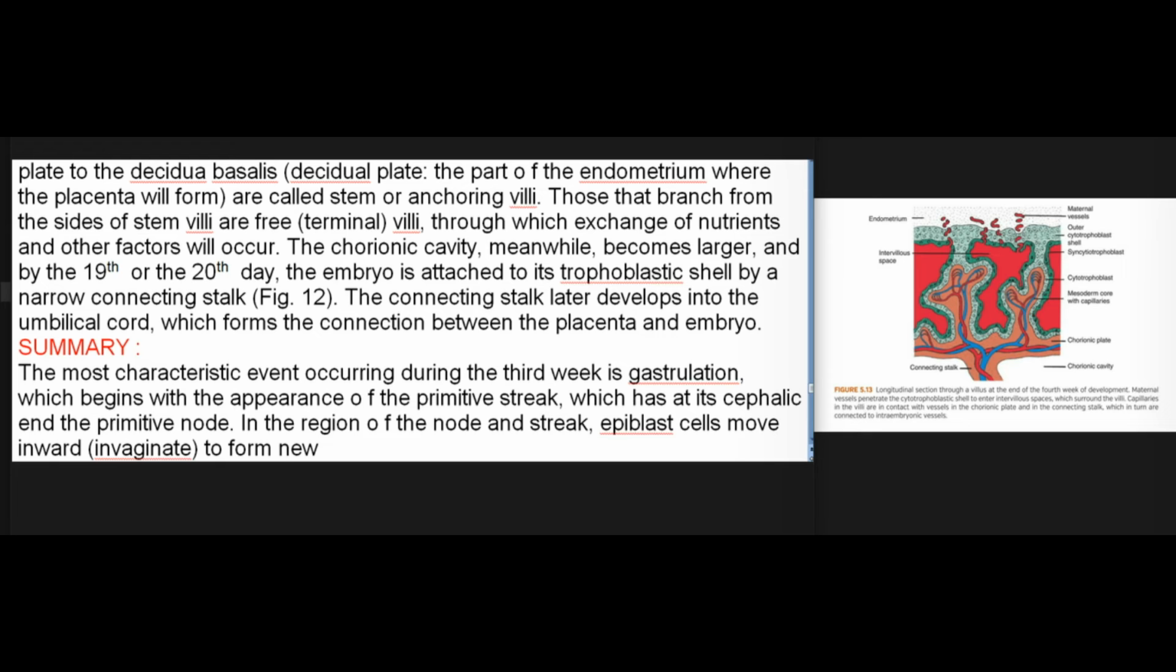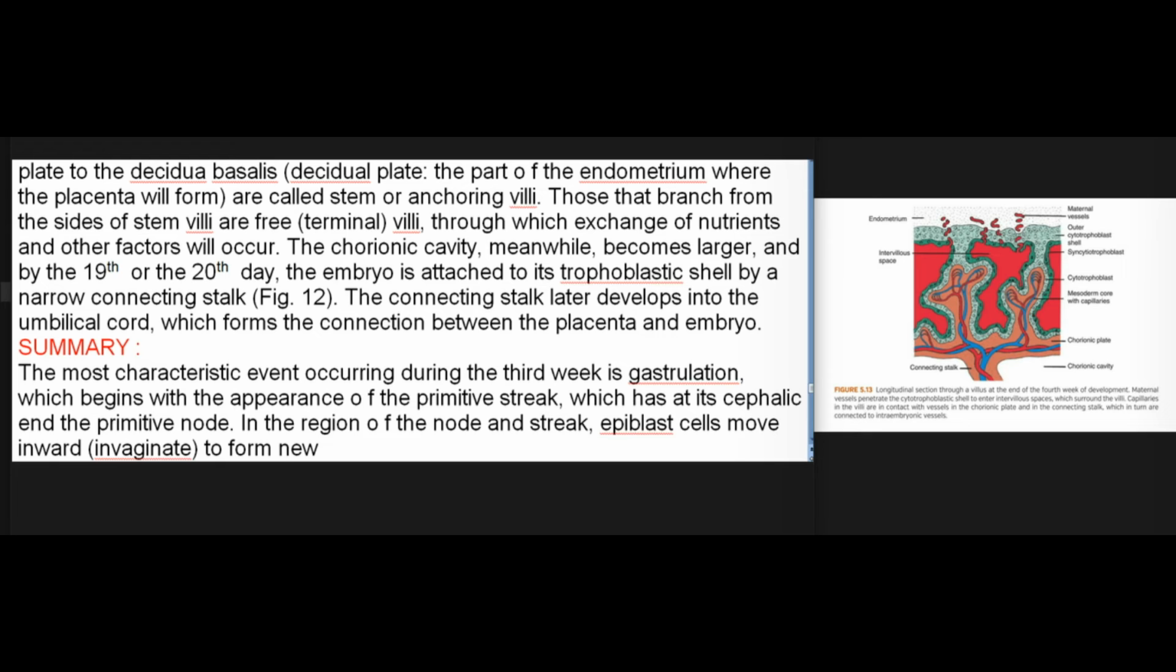factors will occur. The chorionic cavity, meanwhile, becomes larger, and by the 19th or 20th day, the embryo is attached to its trophoblastic shell by a narrow connecting stalk, Fig. 12. The connecting stalk later develops into the umbilical cord, which forms the connection between the placenta and embryo.